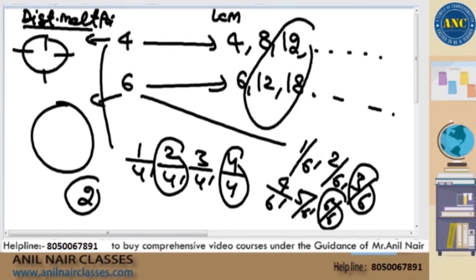Common meeting point. LCM is the time taken to meet again for the first time. I don't know when they will meet, so I will take all the multiples. I hope it is clear. Distinct meeting points and LCM.